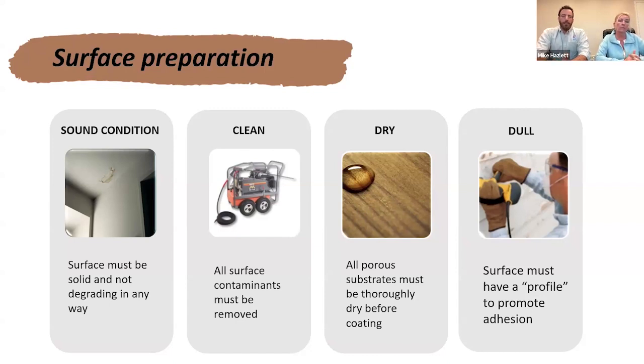And one of the last things, and very important, is a dull surface. You want to have a profile. If you were to take that surface and put it under a microscope, you would see little peaks and valleys. That's going to allow that coating or paint to dry into the surface, not just dry on top.